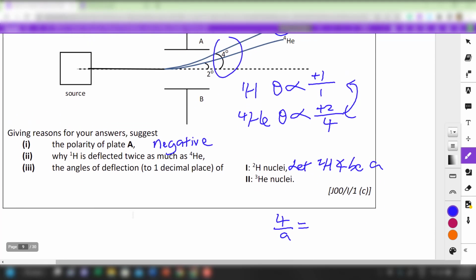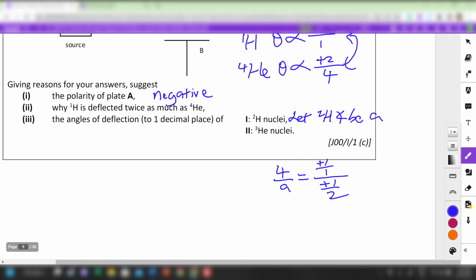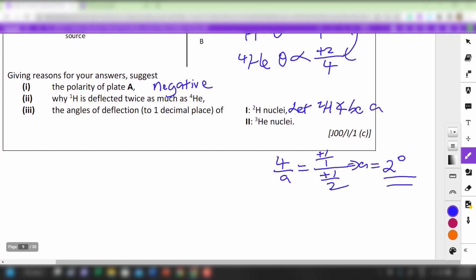So this is equal to plus 1 over 1 divided by, what about A here? A will be plus 1 over 2. Then we can shift them around, shifting A to the other side. Therefore A is equal to 2 degrees. We can do that quite easily. Or if you can easily tell that it's double the mass and the same proton number, then it's 4 divided by 2. You can do that as well if you wish to.